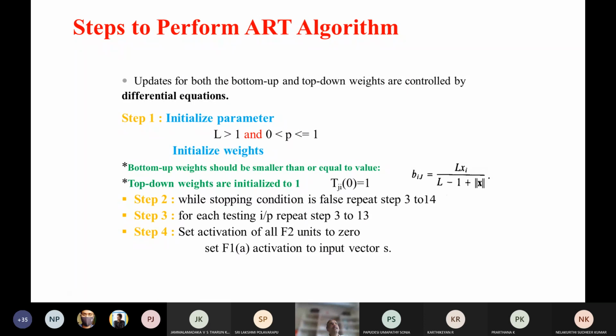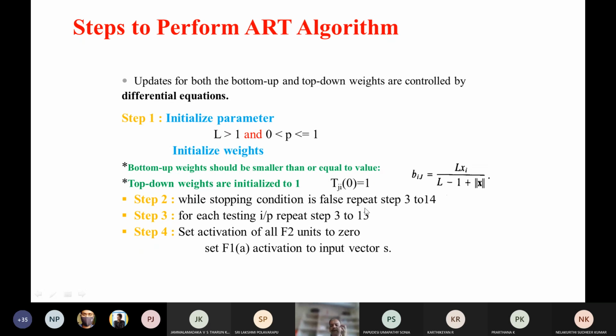So, steps to perform the ART algorithm. Updates for both bottom up and top down weights are controlled by the differential equations. Step number 1: I need to initialize the parameter L greater than 1, and rho, which is the vigilance parameter between 0 and 1, and I initialize the weights. Bottom up weights should be smaller than or equal to 1, and top down weights are always initialized to 0. So Bij equals L xi divided by L minus 1 plus modulus of x.